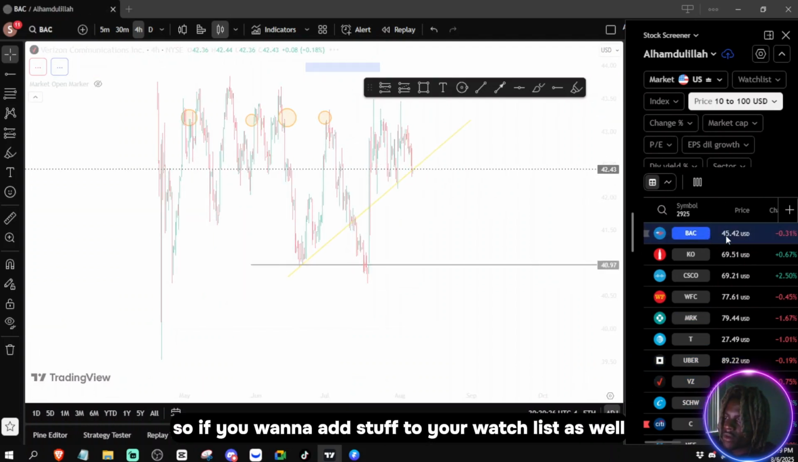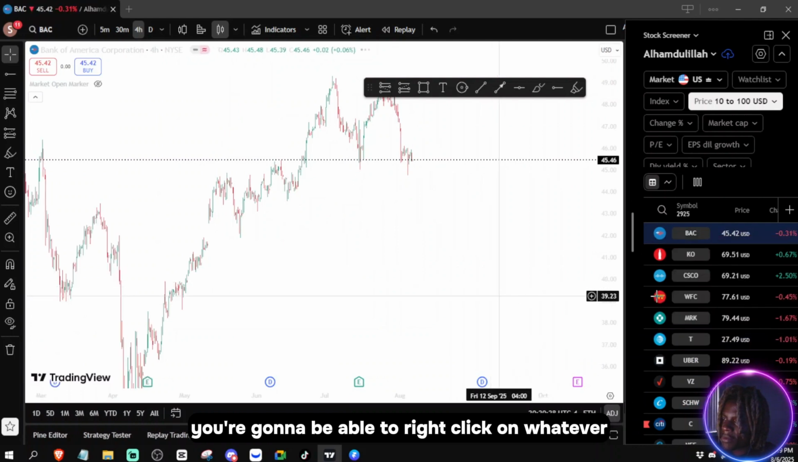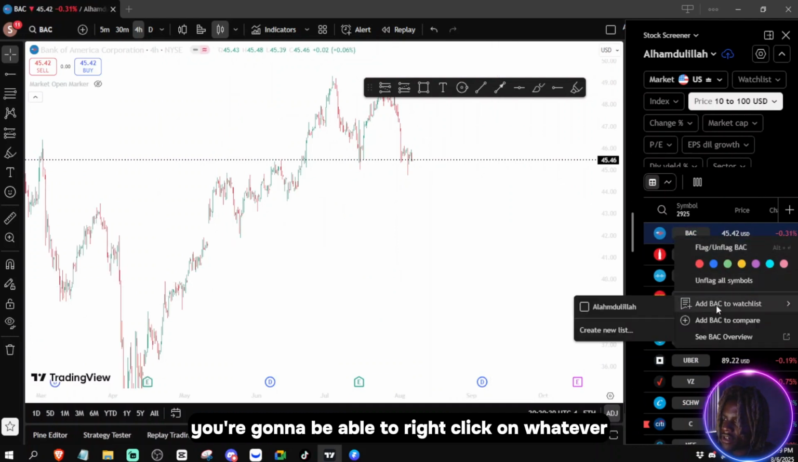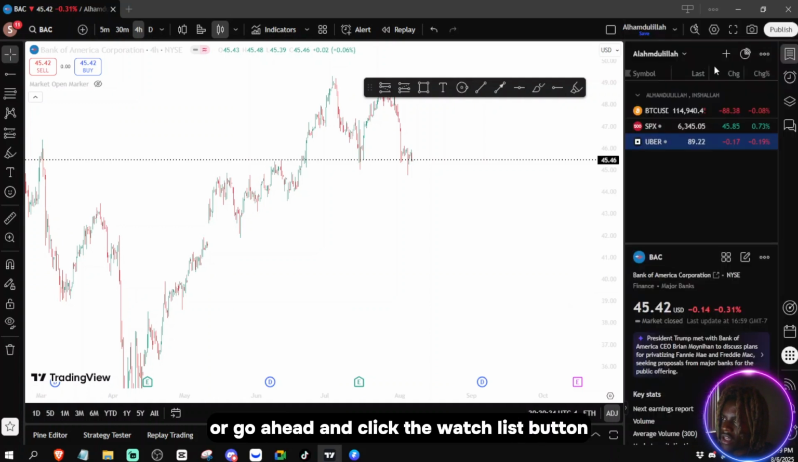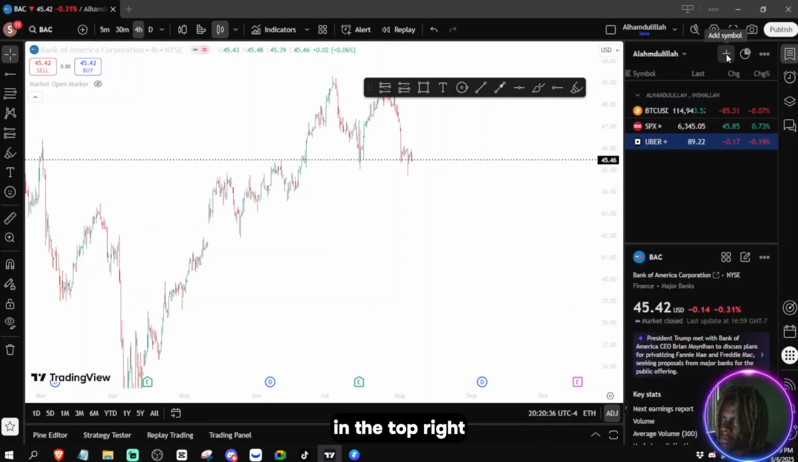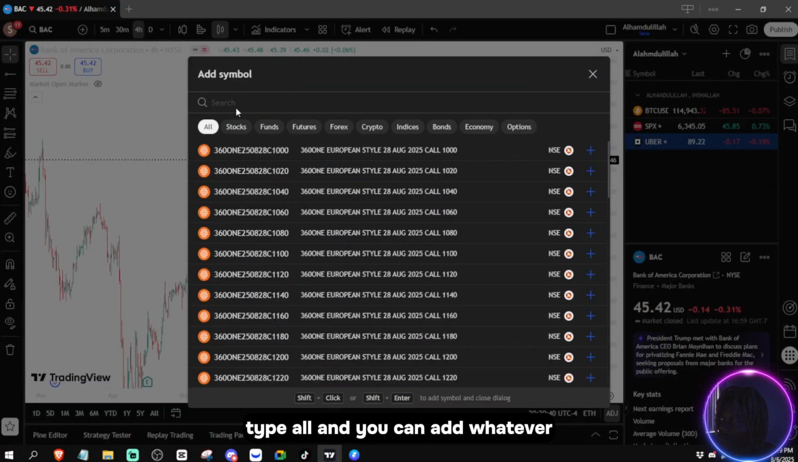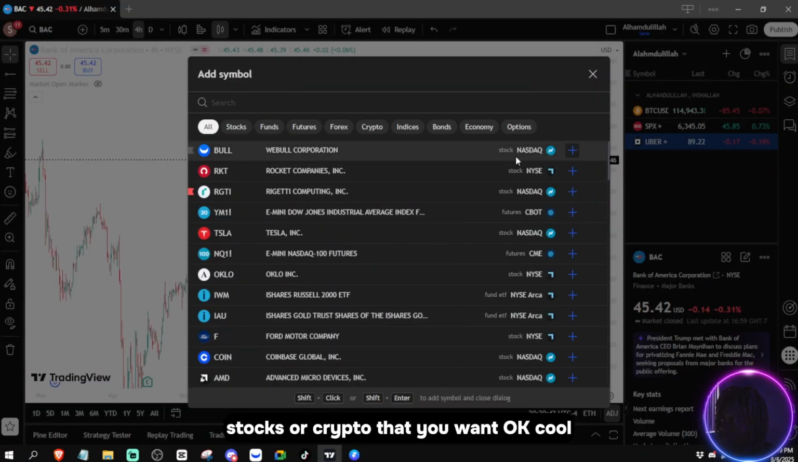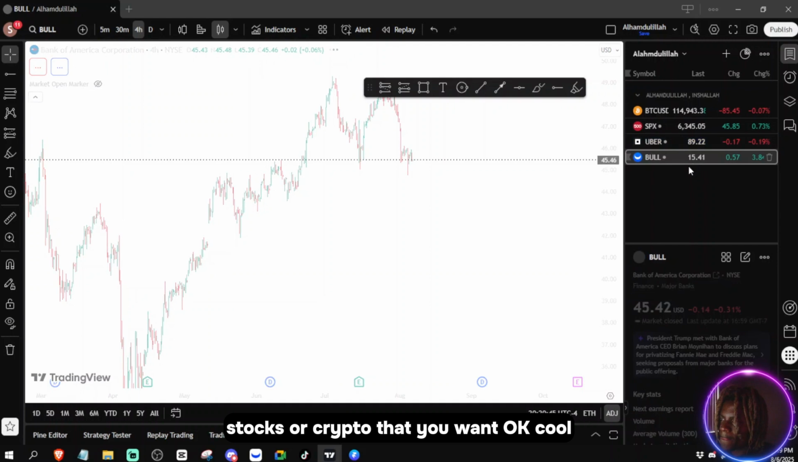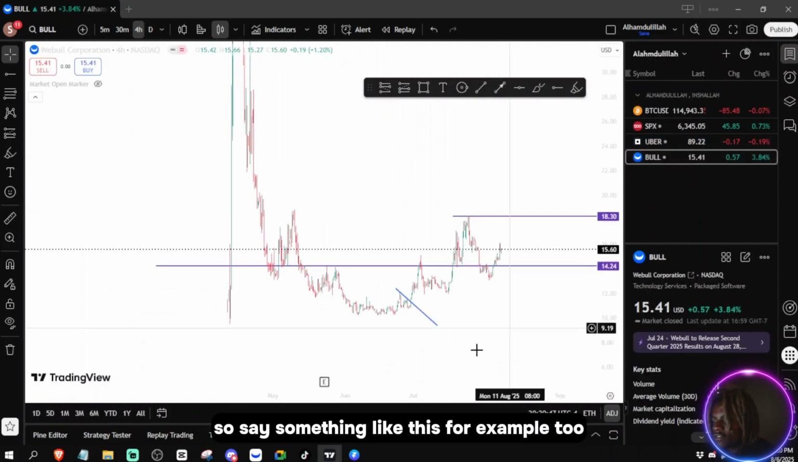Yeah, so if you want to add stuff to your watch list as well, you're going to be able to right click on whatever, click on add BAC to watch list, and go ahead and add that. Or go ahead and click the watch list button in the top right where it says add symbol, type all, and you can add whatever stocks or crypto that you want. Okay, cool. So say something like this, for example, too.